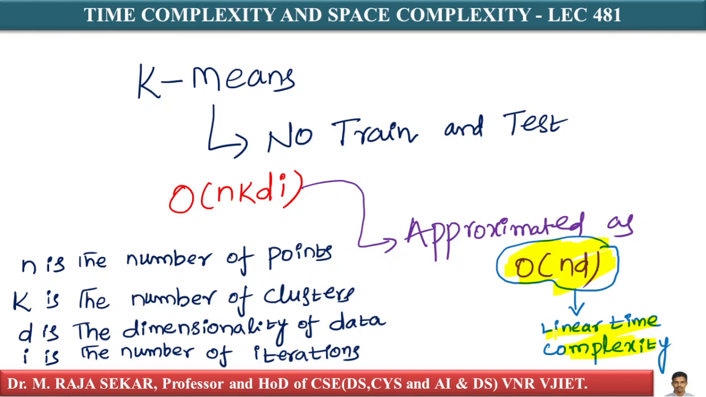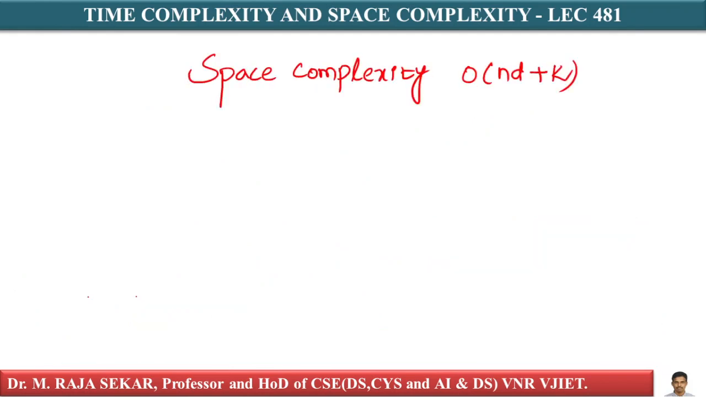As far as space is concerned, you still have to store all of your points, n and d. You also have to store k centroids. That is order of nd plus k. That's all you need to store: your k centroids and your n data points.